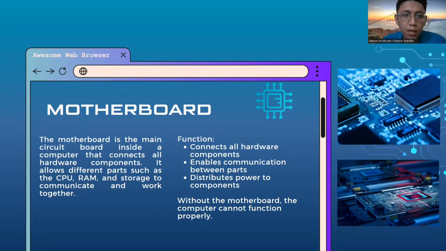Next is about the motherboard. The motherboard is the main circuit board inside a computer. It connects all hardware components and allows them to work together. Its functions are: connects all hardware components, enables communication between parts, and distributes power to components. Without the motherboard, the computer cannot function properly.